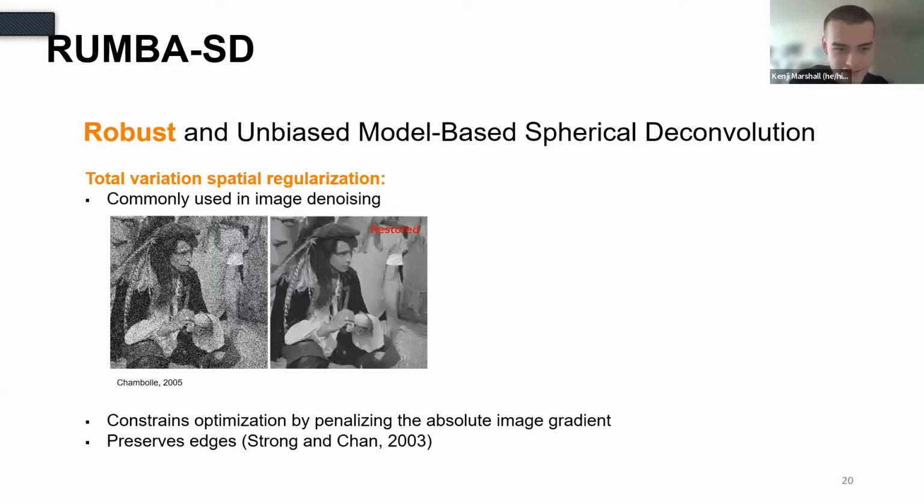So that was the unbiased adjective. The other one is robust. And the reason why we can call RUMBA robust is because RUMBA uses something called total variation spatial regularization. This is a technique that has its roots in image denoising, as shown here. And the general idea is that it constrains some optimization problem by penalizing the absolute signal gradient across the entire signal, or across the entire image in this case. This has the effect of identifying patches of coherent intensity and getting rid of this local variation while still preserving edges.